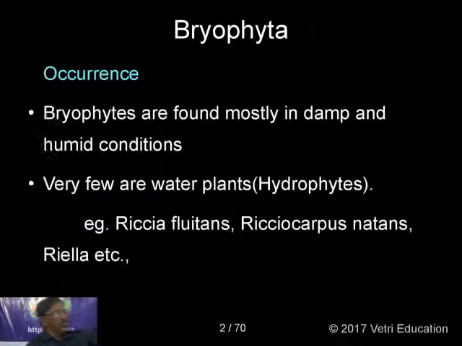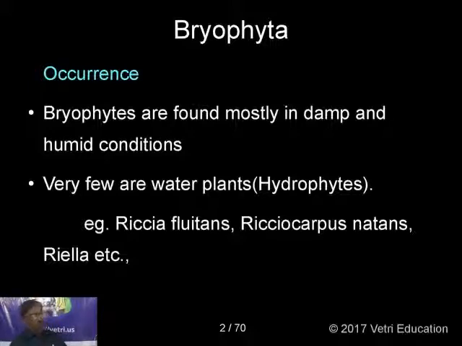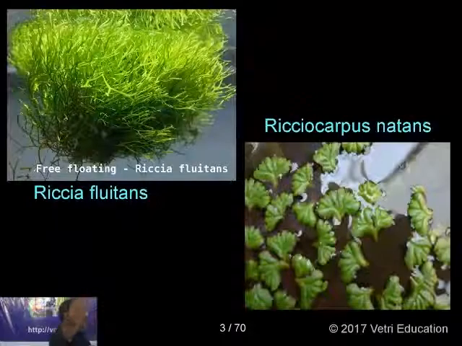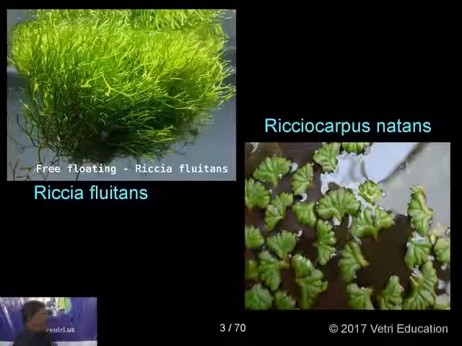Regarding the occurrence, generally all bryophytes are found in moist, damp and humid conditions, and very few are water plants. Those are generally called hydrophytes. The plants which grow or float in water are called hydrophytes, for example Riccia fluitans, Ricciocarpus natans, Riella, etc. Here you can see Riella floating in the water, and another, Ricciocarpus, is also floating in the water. So these are hydrophytes.